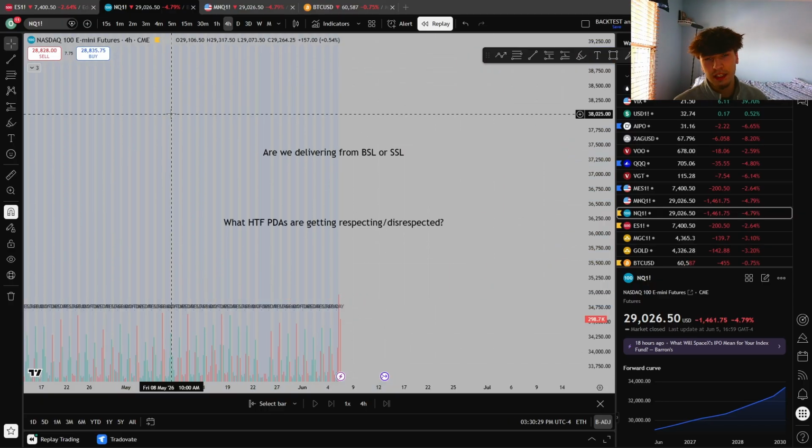An important thing I forgot to add is that once your draw on liquidity gets taken, that rejection point that you want to be targeting, then you could switch your bias from, let's say, being bullish to bearish once like a 4-hour bearish fair value gap gets hit.